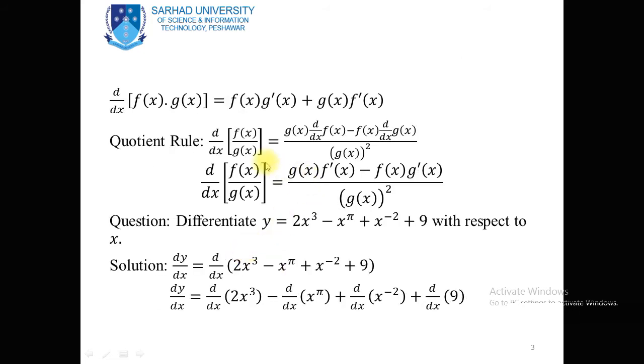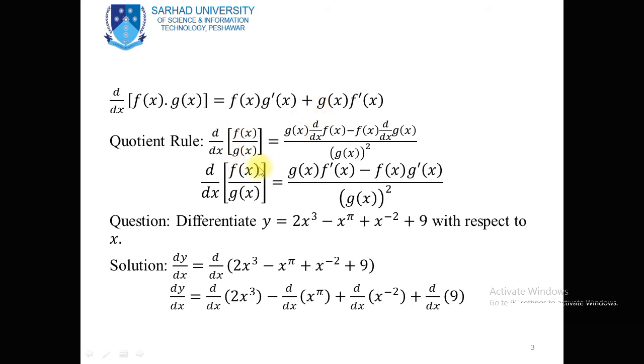Similarly, for the derivative of two functions when one function f is divided by another function g, this is actually the quotient rule. When two functions are in divided form, how can we calculate the derivative? So f divided by g. We can take the derivative in this form: the second function into the derivative of the first function. f is the first function and g is the second function.